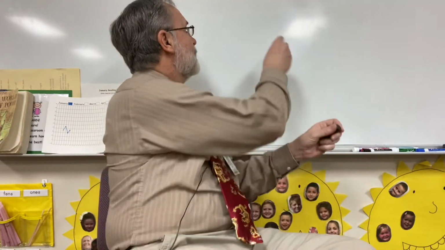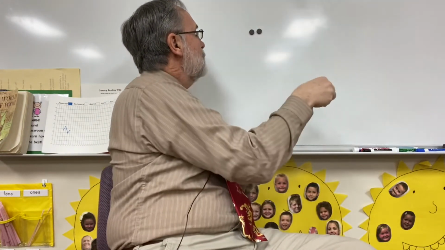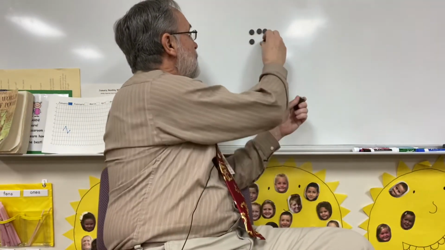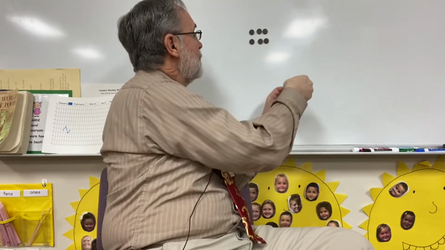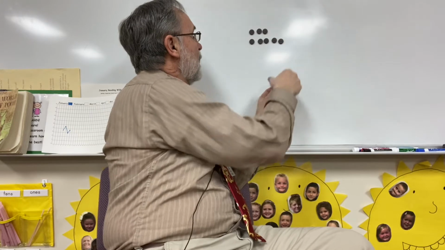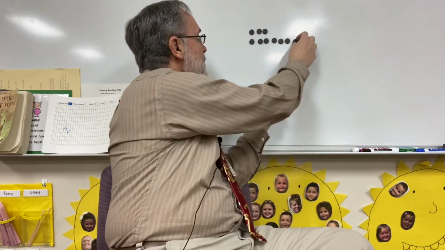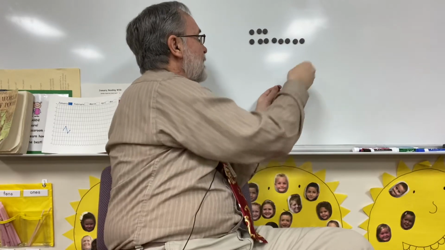Let's do that again, but we've got some magnets here. Let's put some magnets on the board. We'll do them in a row instead of a column. These were columns, right? Now we're going to do some rows here. First number I roll is 3. 1, 2, 3. And the next number I roll is 9. 1, 2, 3, 4, 5, 6, 7, 8, 9.